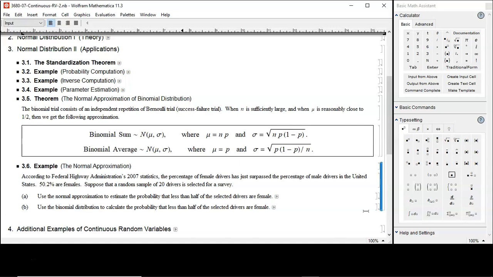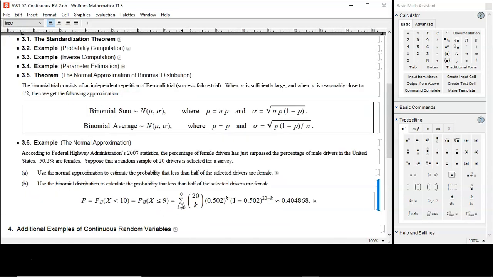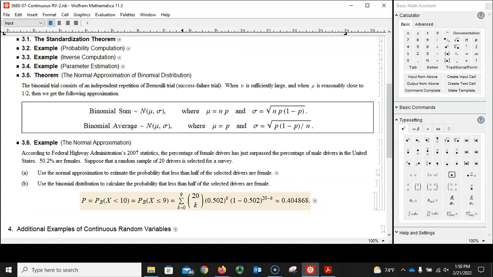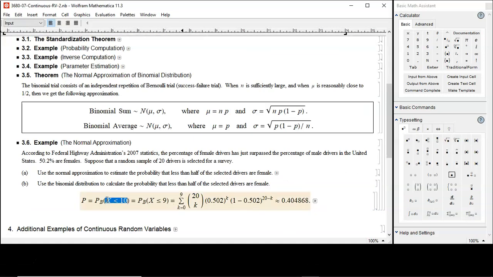For binomial, we get this computation. Does it make sense? Let's see, less than 10 is the same as 9 or less. So you calculate this binomial probability, 20 choose k, success 0.50 to the k power, and failure, 1 minus that, to the 20 minus k power, and repeat it from 0 female, 1 female, up to 9 females. It says less than half, so it goes up to 9, not 10. If it were less than or equal, then you go to 10. But it's less than half, so that's the computation.